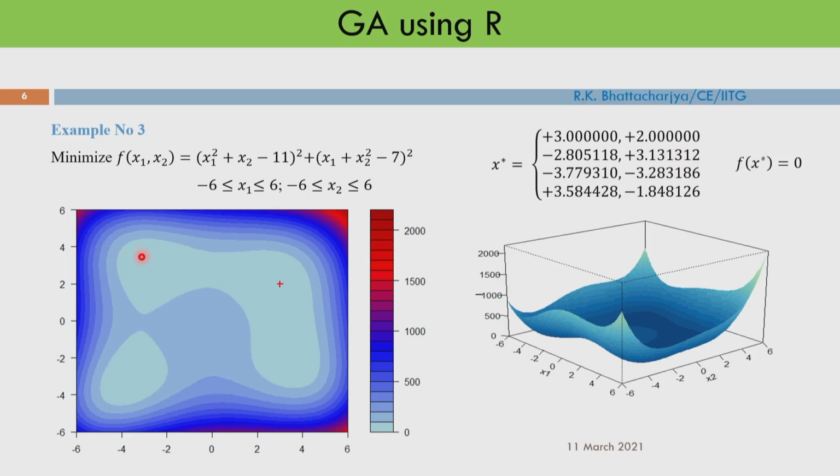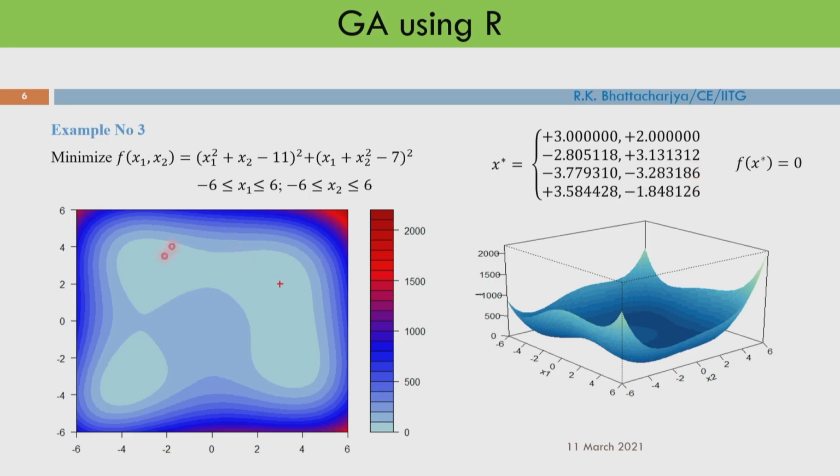So, that is on the second quadrant, and then there is another solution at the third quadrant, that is minus 3.779310 and minus 3.283186. So, that is on the third quadrant, and you have another optimal solution on the fourth quadrant, and the solution is 3.584428 and minus 1.848126. So, there are 4 optimal solutions, and the function value at all these optimal points is 0.